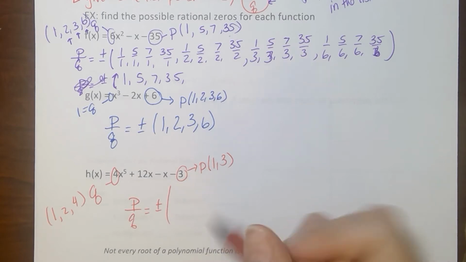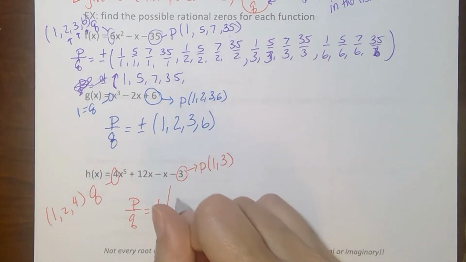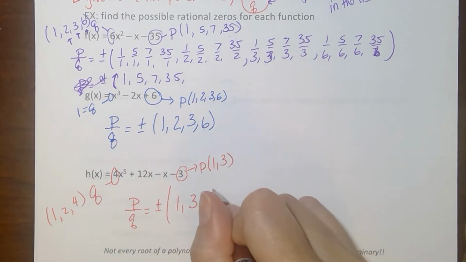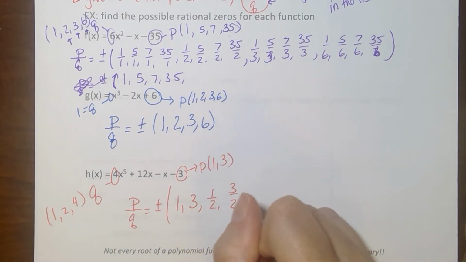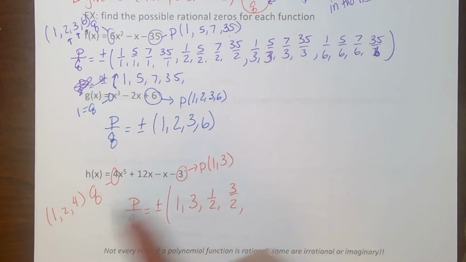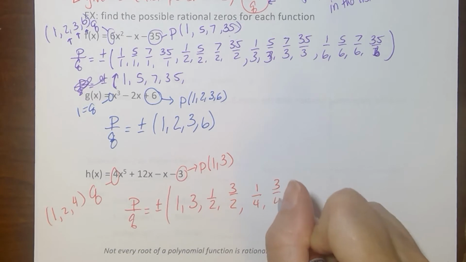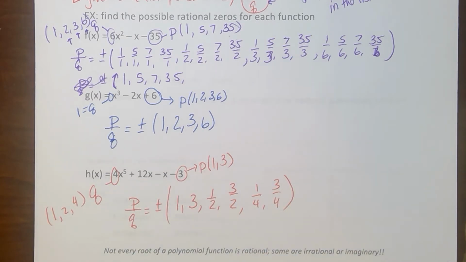When I create my list of possibilities that I would try using synthetic division to find a rational zero for this function, I put 1 and 3 over 1, so those are my whole numbers. Then I put 1 and 3 over 2, so 1 half, 3 halves. And then I put 1 and 3 over 4, 1 fourth, 3 fourths. None of those is repeated, none of those reduces, so that's my list. I have 6 positive values I could try and 6 negative values I could try.